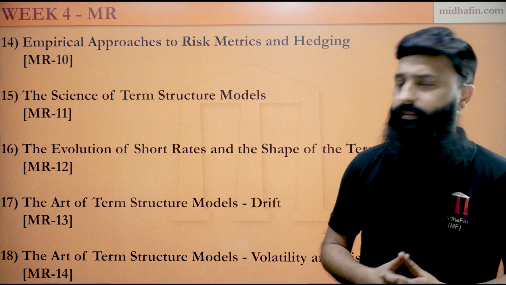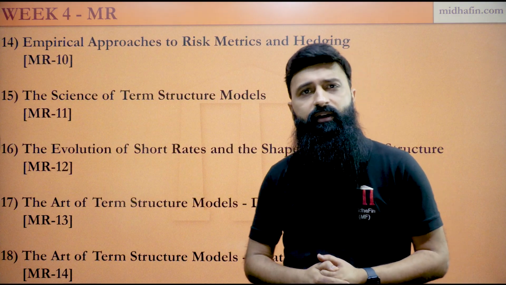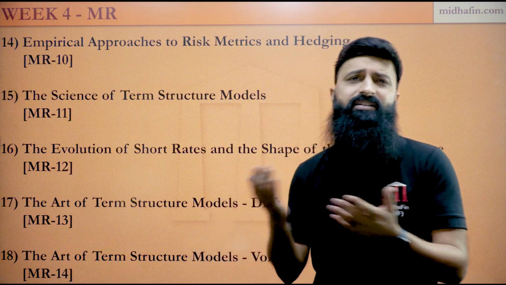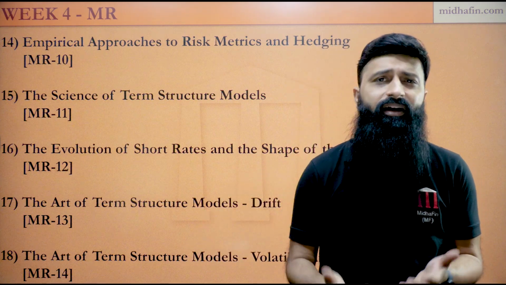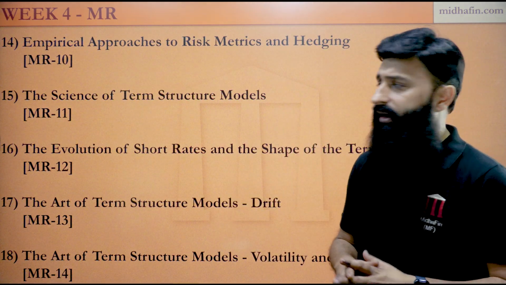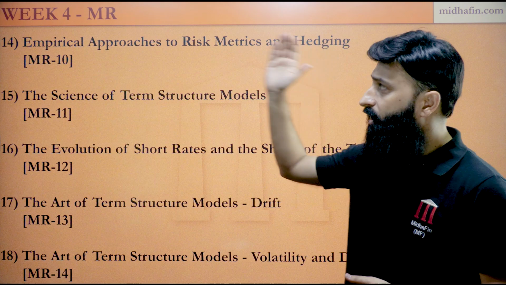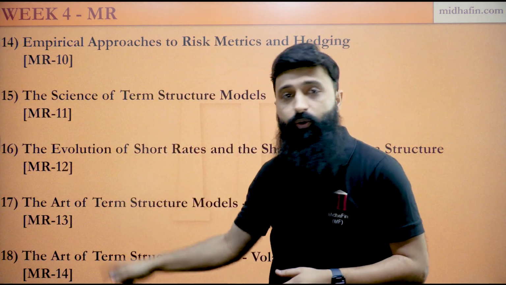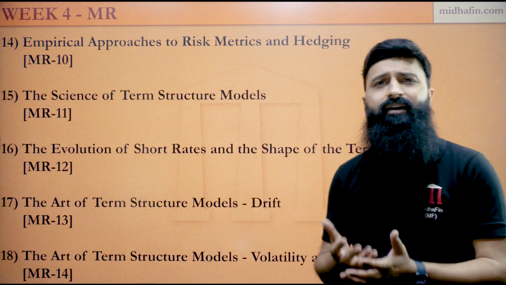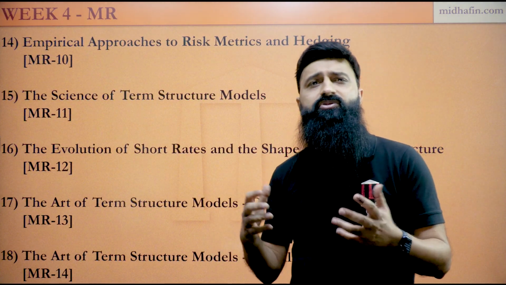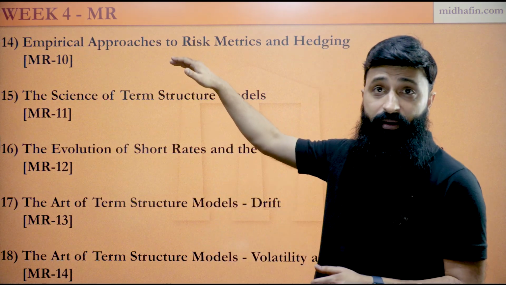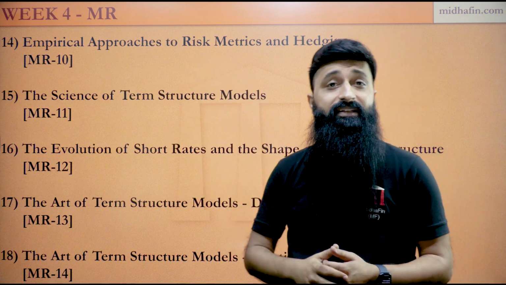Okay. And then we have MR14, the last chapter of this week, the art of term structure models, volatility and distribution. It also complements the previous chapter. It focuses on volatility and distribution in term structure models, which will give you a more comprehensive view of interest rate modeling. Okay, so all these 5 chapters starting from MR10 to MR14, they can be studied together. They are a bit interconnected because their focus is on term structure models and the factors influencing interest rates, which is actually a progression from empirical approaches to advanced risk modeling techniques.